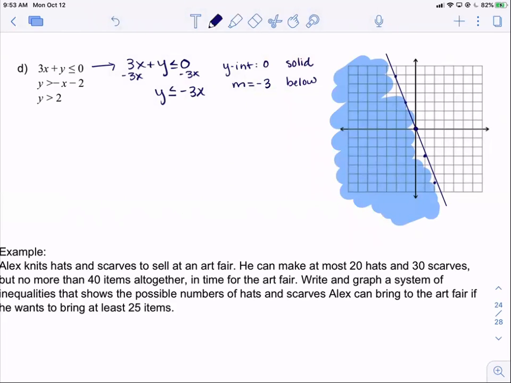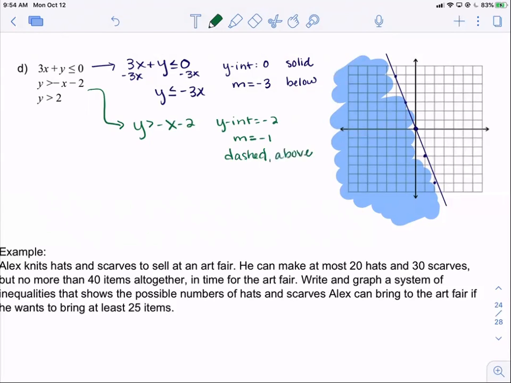All right, let's look at line 2. Now we have y is greater than negative x minus 2. So we're already in slope-intercept form. What's our y-intercept? Negative 2. And our slope? Negative 1. Is it going to be solid or dashed? Dashed. And for greater than, are we going to shade above or below? Above.